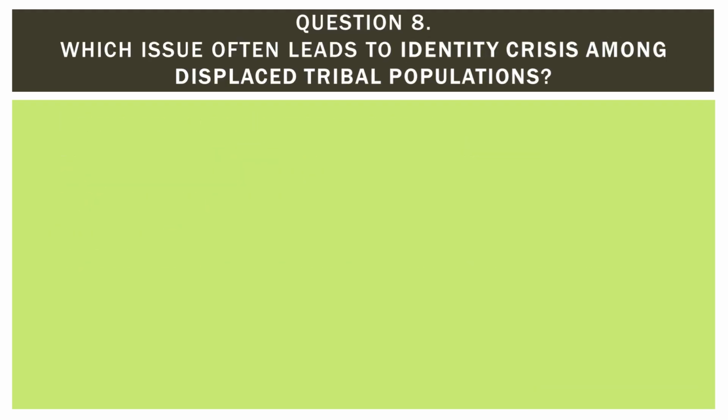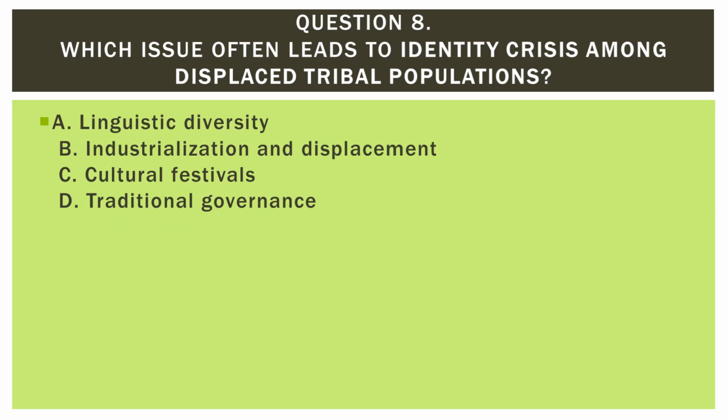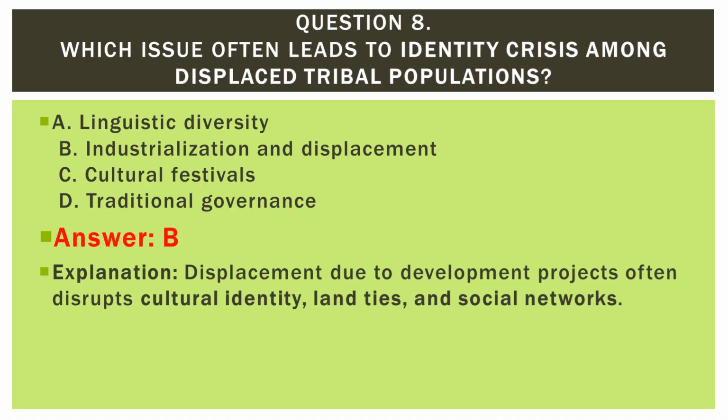Question 8. Which issue often leads to identity crisis among displaced tribal populations? A. Linguistic diversity. B. Industrialization and displacement. C. Cultural festivals. D. Traditional governance. Answer, B. Explanation: displacement due to development projects often disrupts cultural identity, land ties, and social networks.